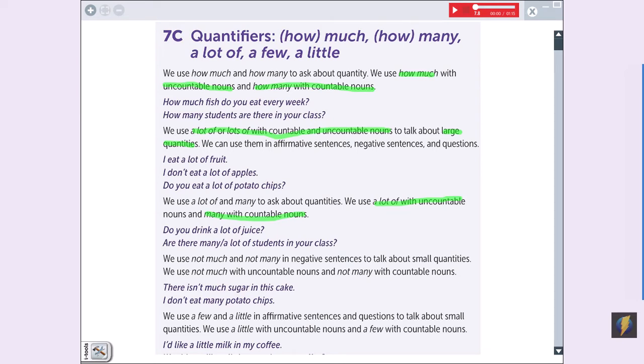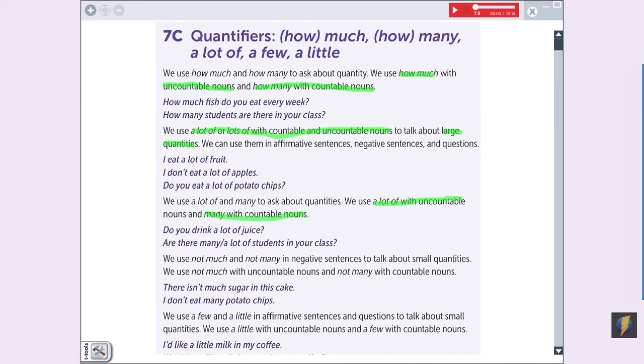How much fish do you eat every week? How many students are there in your class? You see, you can count the students. I can say that I have 22 students in this class. So how many? Okay, because I can count. And how much? Because fish in general, you cannot count it.